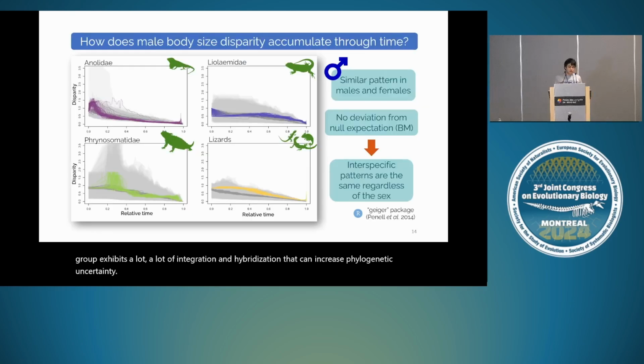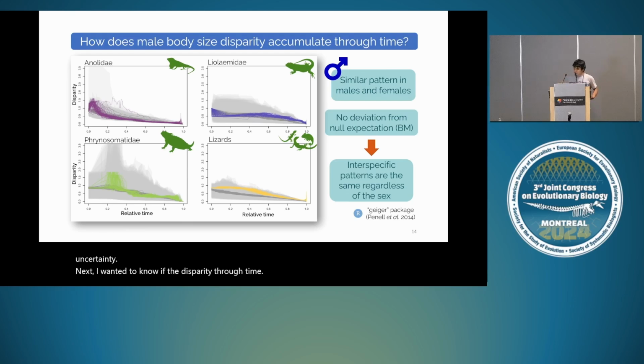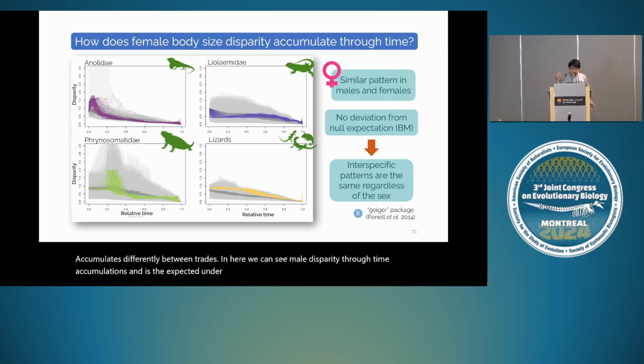Next, I wanted to know if the disparity through time accumulates differently between traits. Here, we can see male disparity through time accumulation, and it is as expected under Brownian motion, and it is the same in females. The curves are slightly different, but are basically the same.